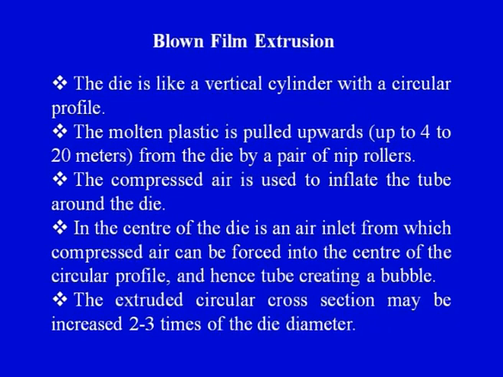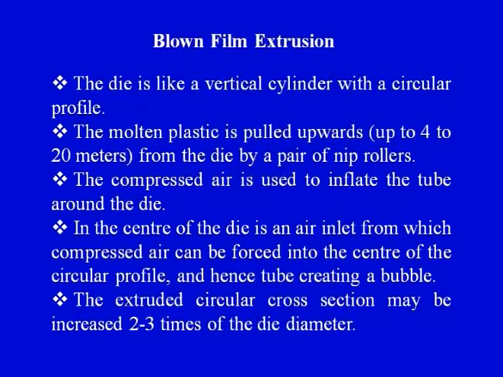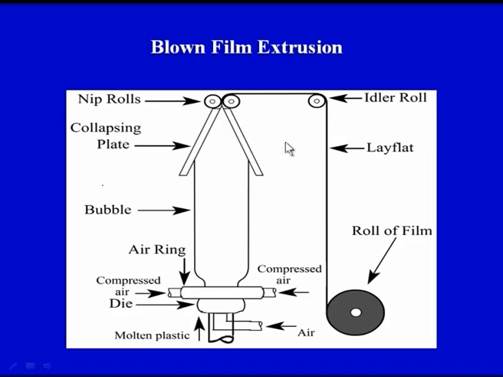In the center of the die is an air inlet from which the compressed air can be forced into the center of the circular profile, and hence creating a bubble. So here we will see how that bubble is formed with the help of a diagram. And finally the extruded circular cross section may be increased 2 to 3 times the die diameter. Now let us try to understand this with the help of a diagram. In this particular diagram we can see that we have molten plastic which is coming down in a vertical fashion like this. The air is entering from here. This is the die, a vertical die with a circular cross section.